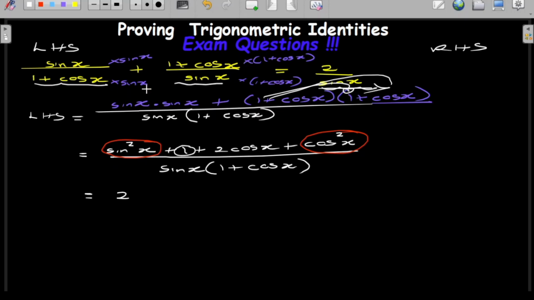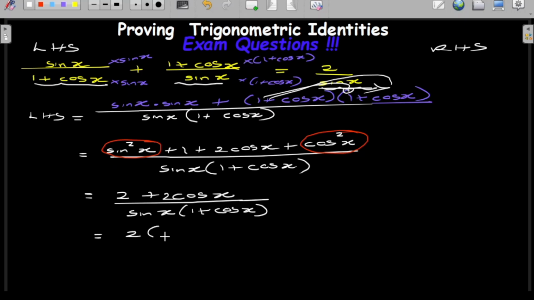So now that identity is going to be equal to 1, but then we already had another 1 there, so 1 plus 1 will give us 2, and then what we will have left on top there is just 2 cos x, like that. Okay, now we're going to divide that with the denominator, which is sine x open brackets 1 plus cos x. Now you can see that it makes sense why I didn't expand the denominator, because we can just cancel out after we factor the numerator.